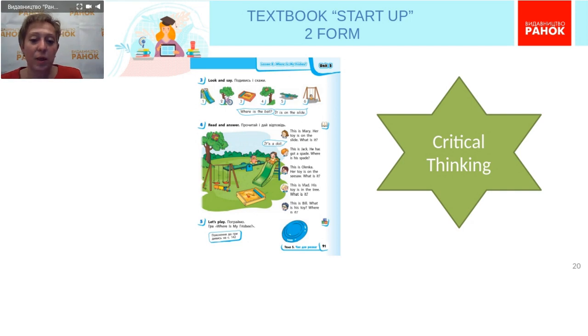And as you can see, every lesson in our textbook finishes with a game, and exercise 5 is one more example of the game. So you can find the descriptions of the games in the book for teachers and in supplementary materials which are going to be published very soon.